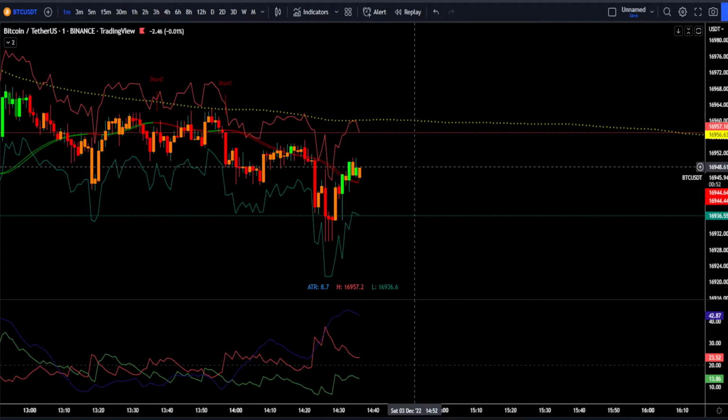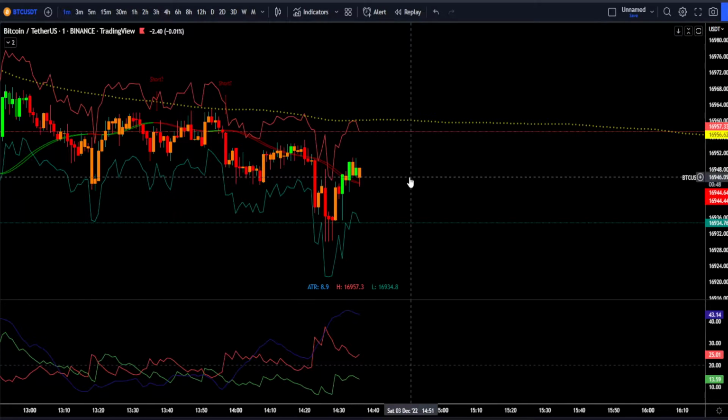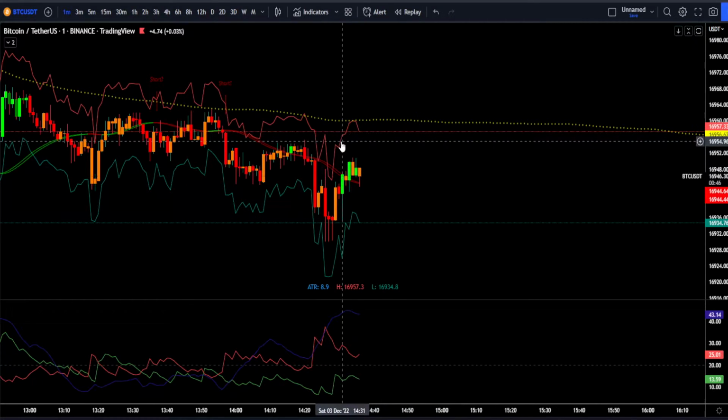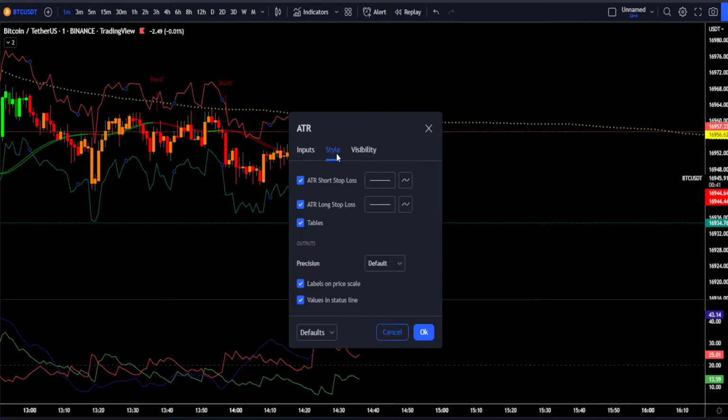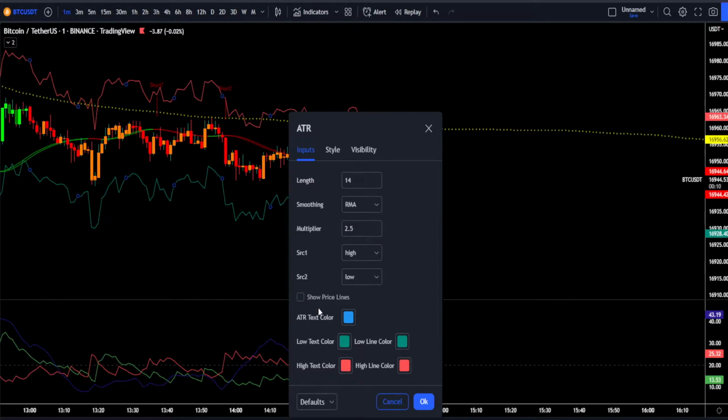Now let's change the indicator settings to optimize them for the 1 minute time frame. So first we will head over to the ATR stop loss finder, navigate to your style section, and now let's uncheck our ATR tables as we won't be using it for this strategy. Now head over to the input section and we're going to be changing our ATR multiplier from 1.5 to 2.5. After doing this, we will uncheck our show price lines, and then we're also going to be changing the color of our high and low band.